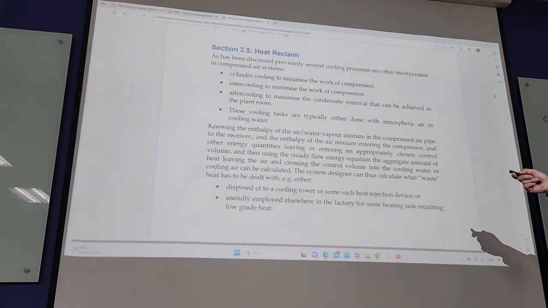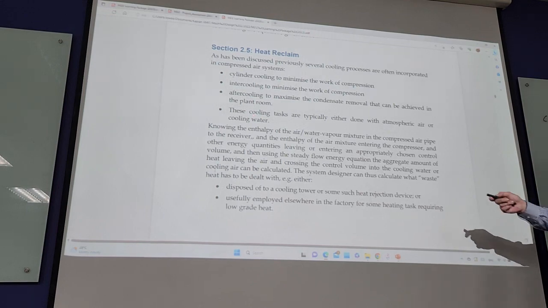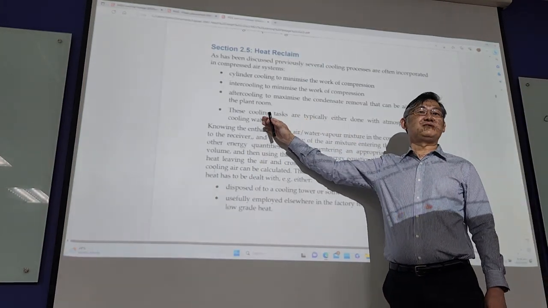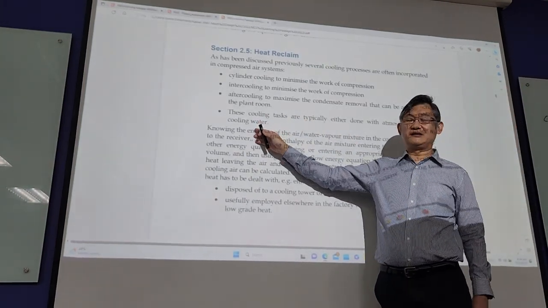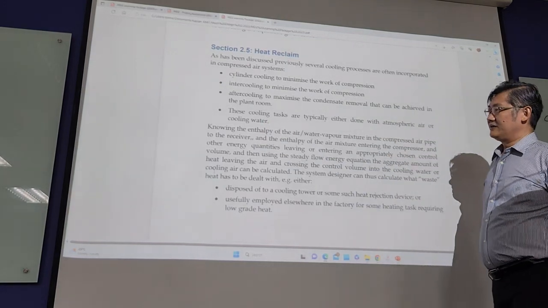Cylinder cooling to minimize the work of compression, so we want to maintain temperature to be constant. Intercooling to minimize work of compression. Aftercooling to maximize condensate removal. That can be achieved in the plant room. The cooling tasks are typically done with either atmospheric air or cooling water. Ours, later we will see, is 15 degrees Celsius. The water will enter the compressor and the cooler.